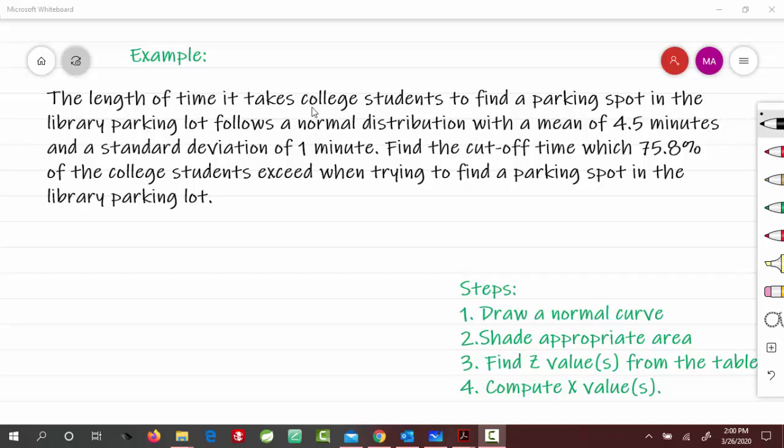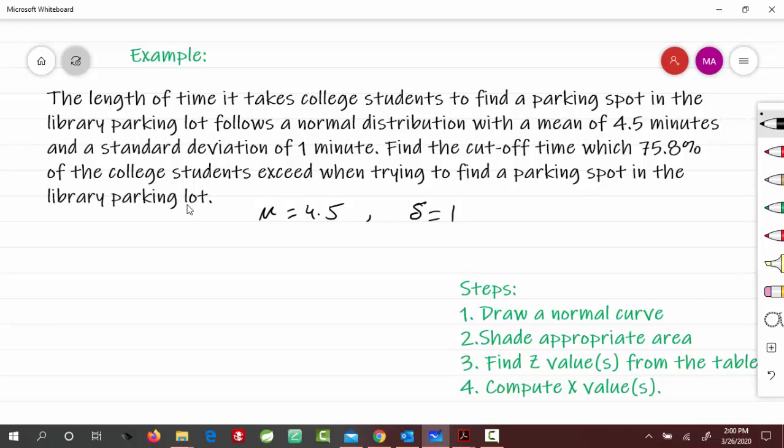The length of time it takes college students to find a parking spot in the library parking lot follows a normal distribution with a mean of 4.5 and standard deviation of 1. Find the cutoff time which 75.8% of the college students exceed when trying to find a parking spot in the library parking lot.